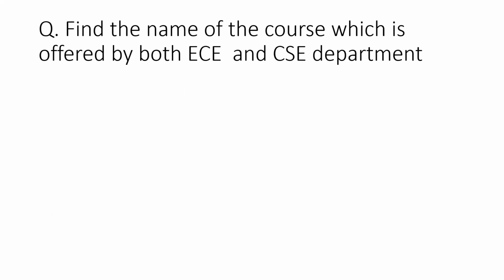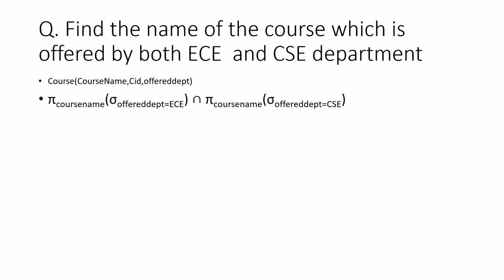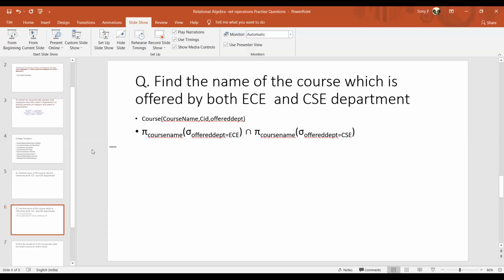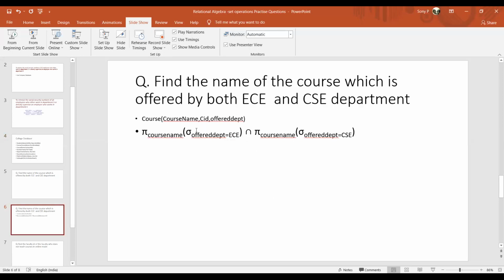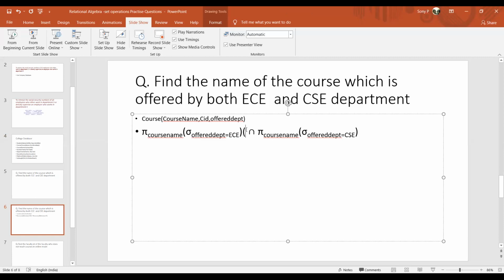In this case also we have two parts. Name of the course offered by CSE department, name of the course offered by EC department. So this is the query. Pi course name sigma offered department is equal to ECE of course relation. Here also course relation.